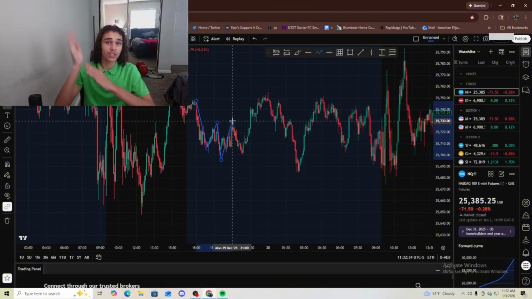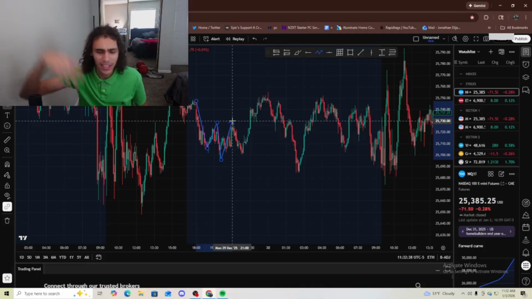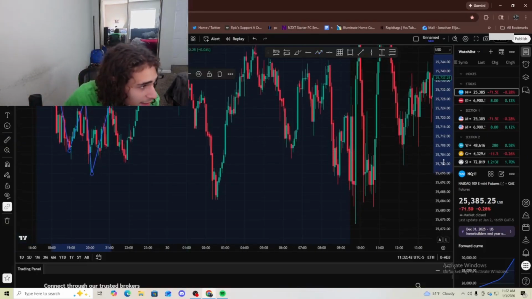Whenever we're about to break structure, you will be able to tell, because we might break past a high or a low. It'll go either side. So you see how we broke past. Now let's see if we got higher than this one.